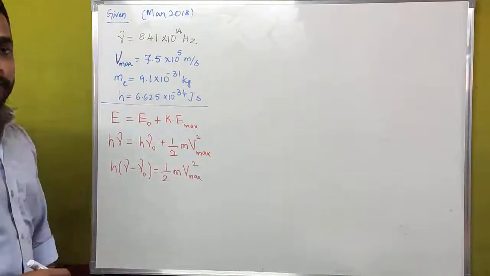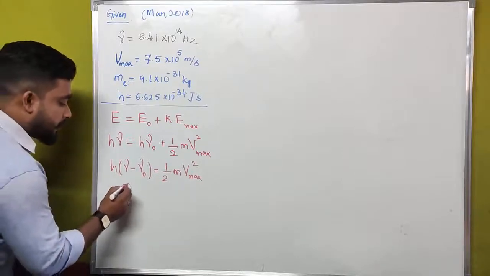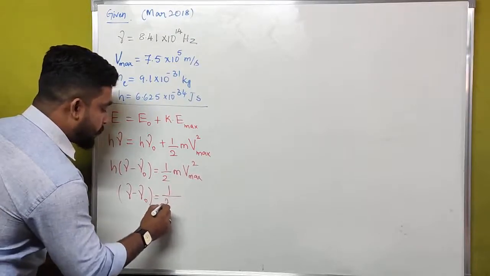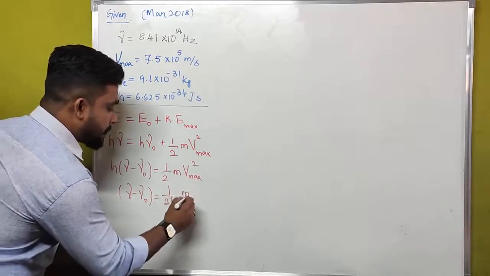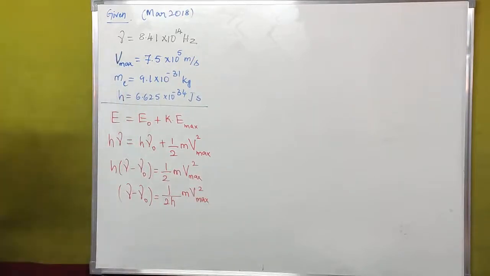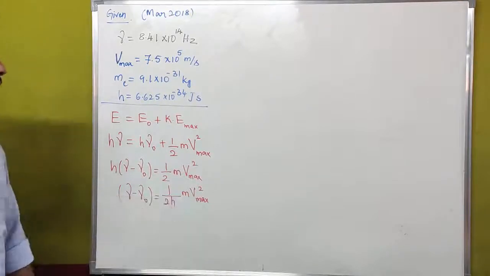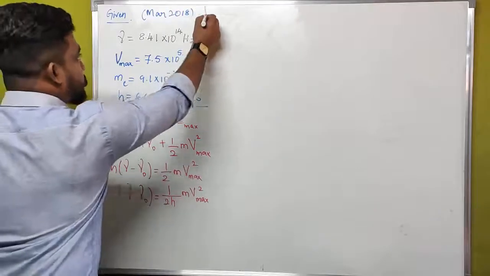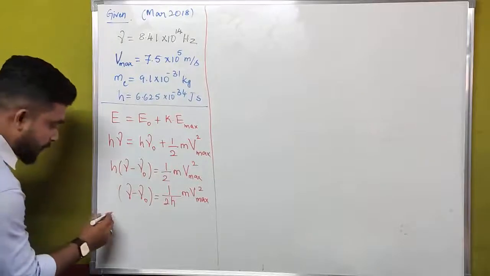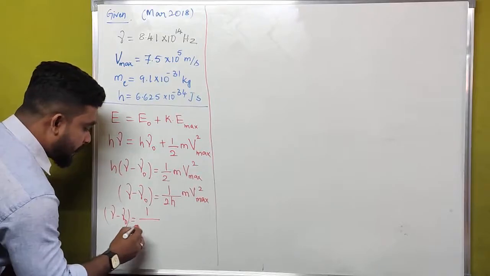That is the maximum velocity of the electron. If we send this h to the other side of the equation, nu minus nu naught is equal to 1 divided by 2 into h, m, V max square. Now, if we substitute the values of h, m, V max square, what will we get? Let us see what we get if we substitute the values of the given constants.